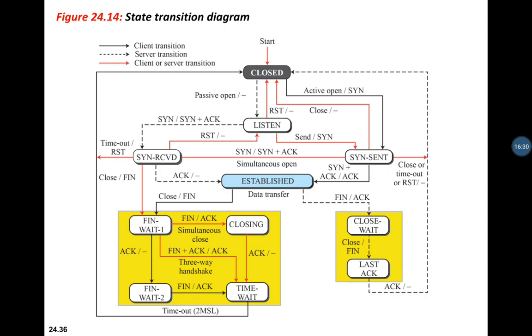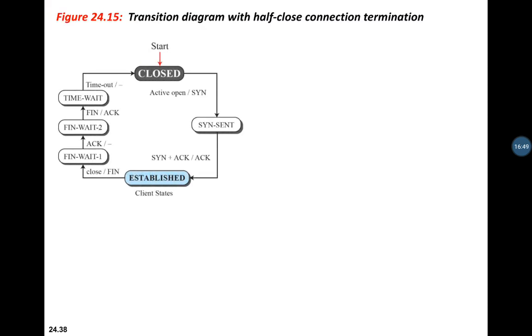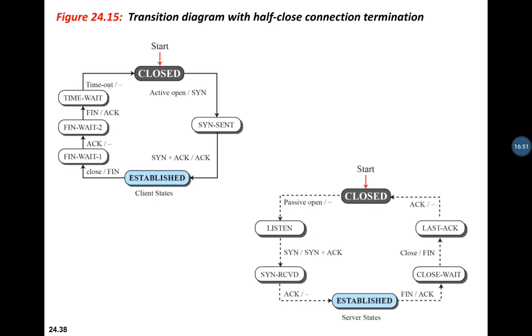Here we can see the state transition diagram. Whatever concepts we have discussed now will be applied here. Now let us see the transition diagram. Here you can see that the client process first issues an active open command, which was already discussed. The client will be sending an active open command to its TCP to request a connection to a specific socket address. That means it is an input.